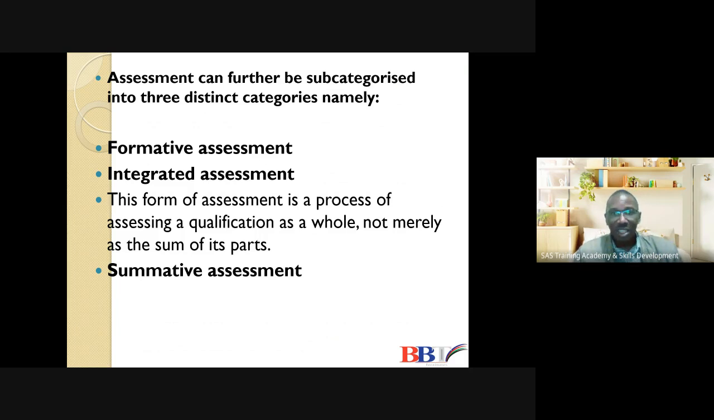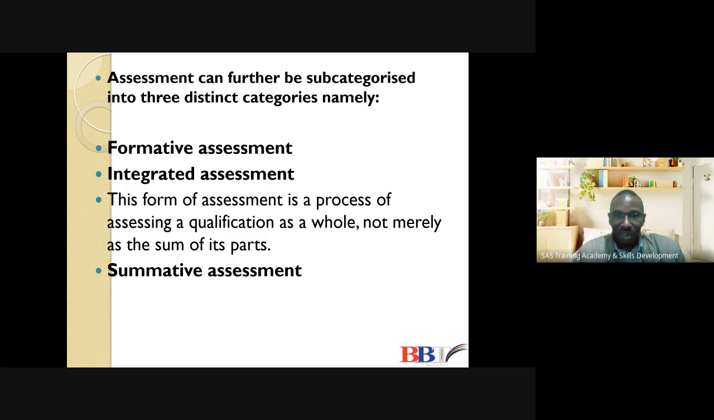The formative assessment is the assessment done during the learning process. Those are the case studies, projects, any work that you are doing as assignments, classroom exercises, all those put together. As long as they are done by the facilitator, we call them formative assessment.